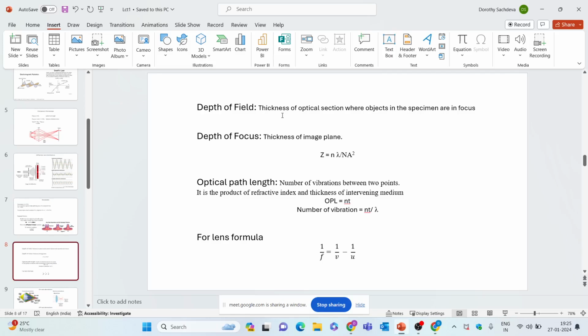First of all, you need to know these kinds of things. And the depth of focus is related to the image plane, like how much the image is in focus, and depth of field is how much the object section is in focus.